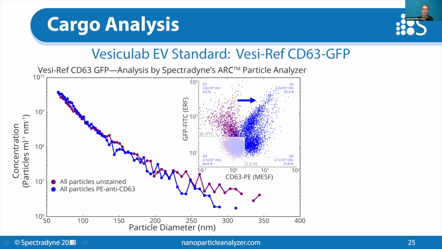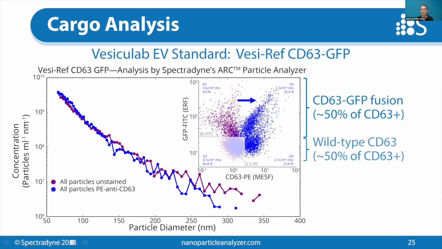So what we see here is that pretty much every time there's a GFP on the particle, it also has CD63, right? So there are no particles essentially that have only GFP without the CD63, picking up the CD63, which is what we expect because they're fused together, right? There's also a population in here that pick up the CD63 antibody because they're expressing it, but are not GFP fluorescent.